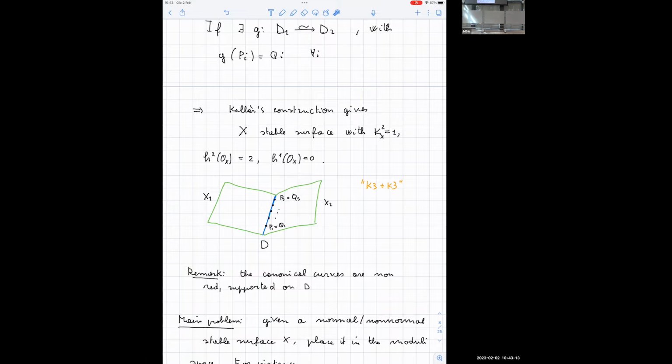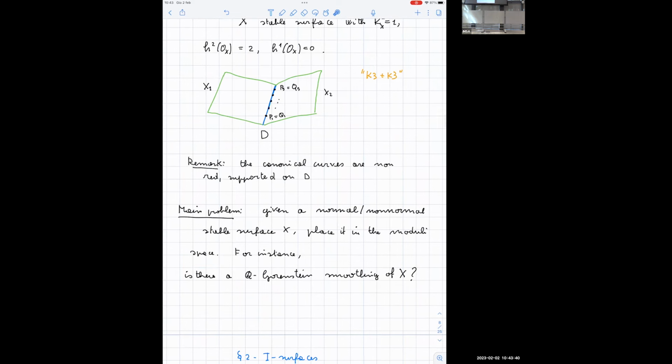And one interesting feature of this example is that this is dual to H0 of K_X. So the canonical system is a pencil of dimension 1, but the canonical curves are all supported on this intersection curve. They are all non-reduced and with the same support.